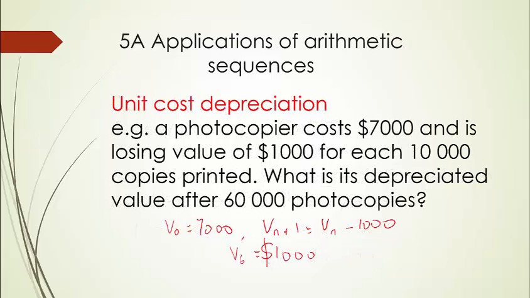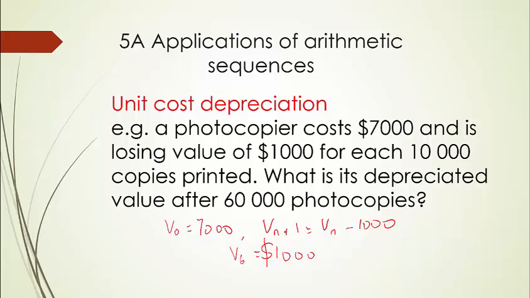This is an example of unit cost depreciation. Basically, some machines, the more you use them, or the faster you use them, should I say, the quicker they will deteriorate. So you can buy a photocopier costing $7,000, and it loses value of $1,000 not each year, but for each 10,000 copies printed. So if you do 60,000 copies in 3 weeks, then you're going to find it depreciating quite fast. Anyway, what is its depreciated value after 60,000 copies?